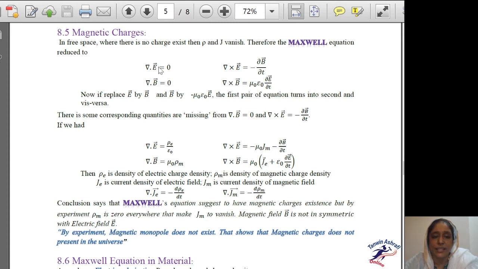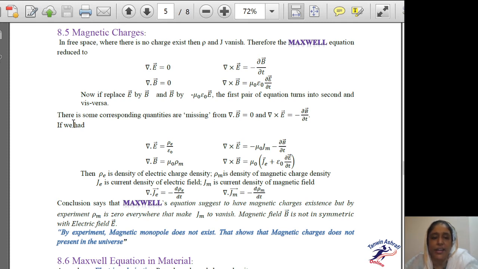If we replace E by B in the first pair, there will be no changes. And B by mu naught epsilon naught E in the second changes, vice versa. There is some corresponding quantity missing in del dot B and del dot E. That means if we replace E by B, it will not make any change. But if we replace B by epsilon naught E, there is something missing.